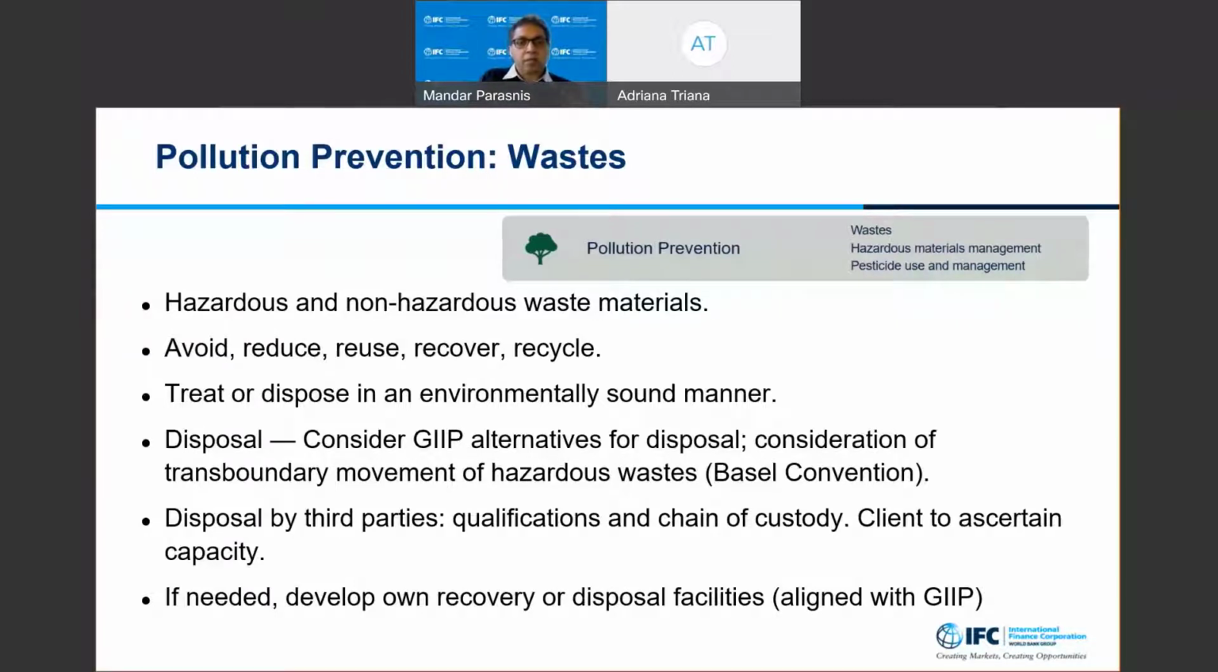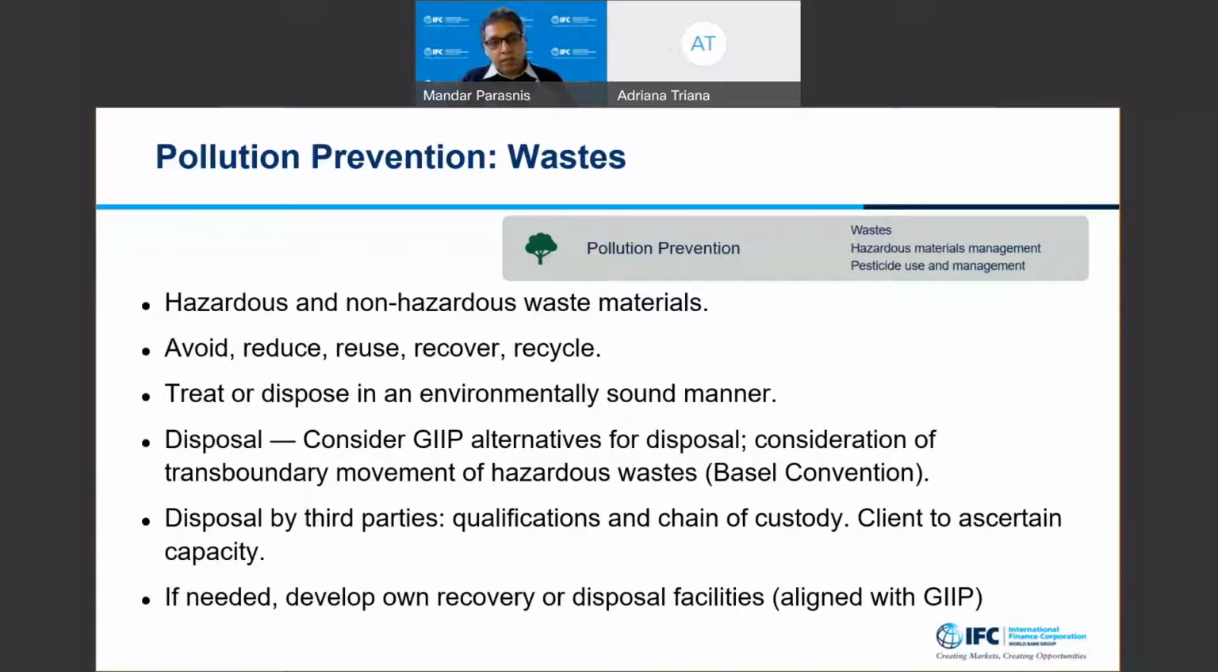Again, a good ESIA will help us in understanding how the wastes are managed right from avoidance to the disposal. And that's where the PS3 provides high-level guidance and principles in this PS3 number 12. Now, again, let me remind you, the sector-specific issues will be guided by the EHS guidelines that are there, 62 sectors.